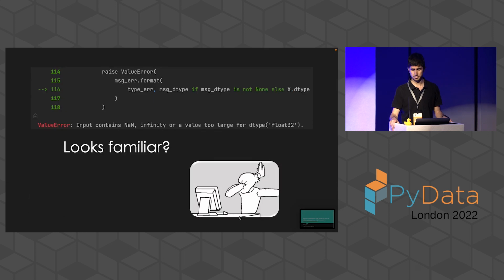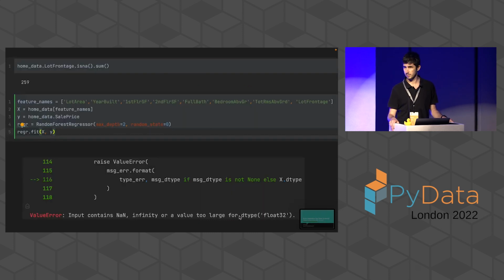Take a look at this code gist. Has anyone seen this before? I see a few nods. So this is the kind of error you get if you run even a very basic model, so a random forest regressor with very few features, and your input has null values. So sklearn, for this matter, will shout at you for having null values. And this is something that I've encountered many times. I'm sure you have as well, many of my colleagues.